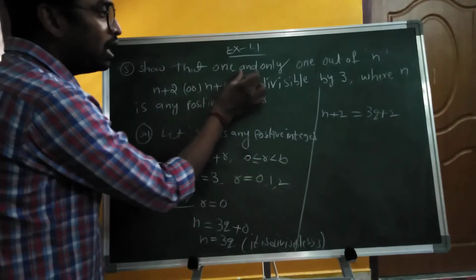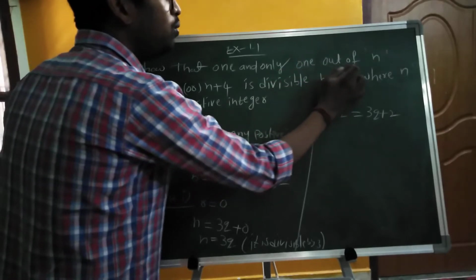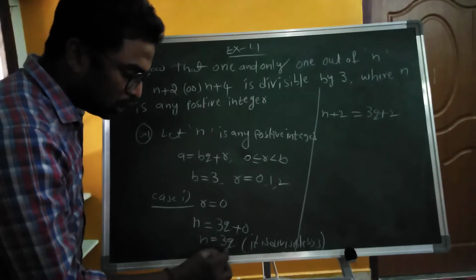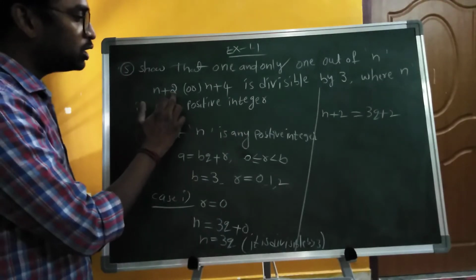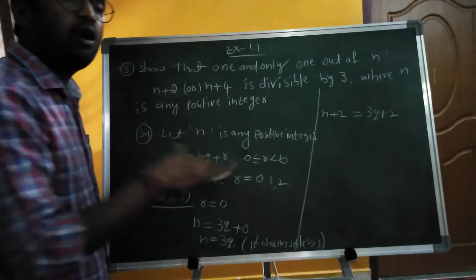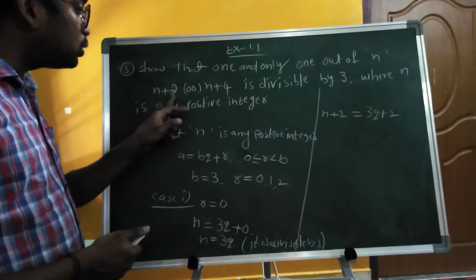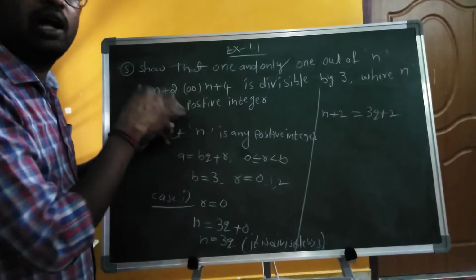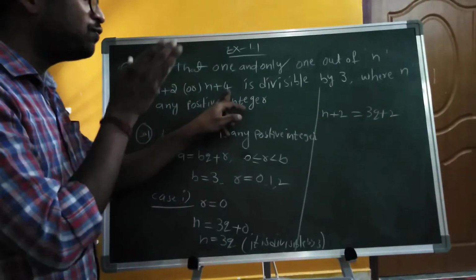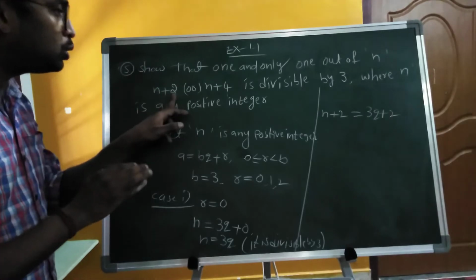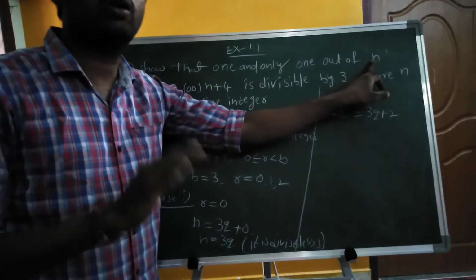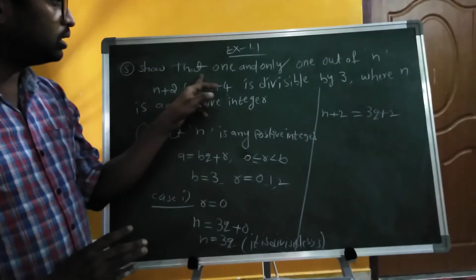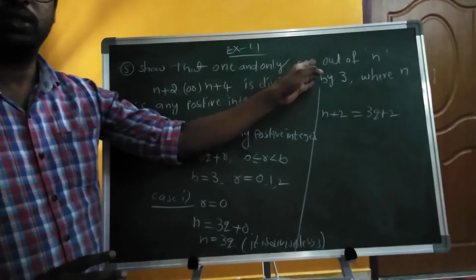Clearly mentioned here, one and only one out of n plus 2, n plus 4 is divisible by 3. Here n equal to 3q is already divisible by 3. That means n plus 2 is not divisible by 3, and n plus 4 is also not divisible by 3. If n plus 2 is divisible by 3, at that time n is not divisible by 3 and n plus 4 is also not divisible by 3. If for example n plus 4 is divisible by 3, that time n plus 2 is not divisible by 3 and n is also not divisible by 3. If 1 is divisible by 3, the remaining 2 are not divisible by 3. So this is clearly mentioned in this problem, okay.